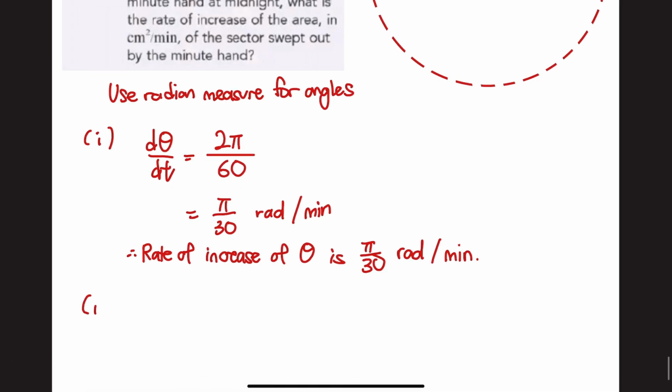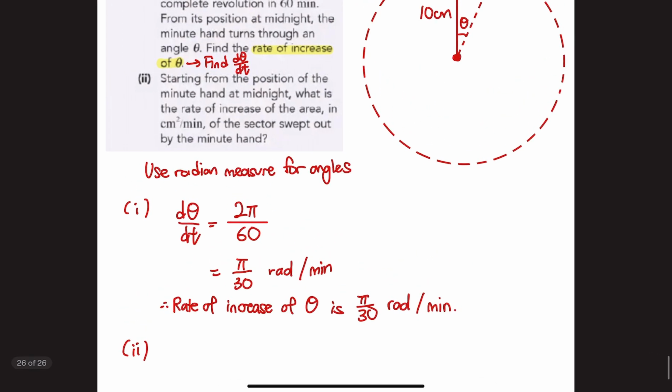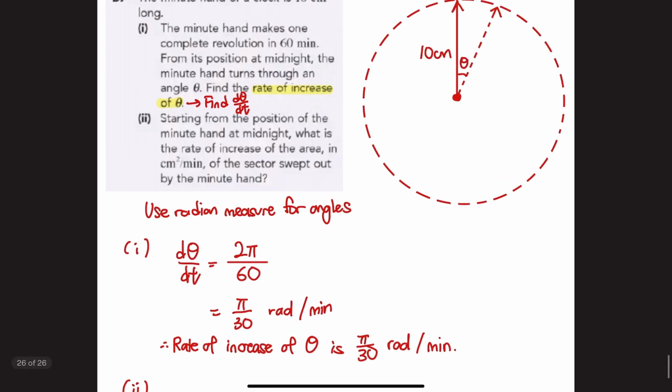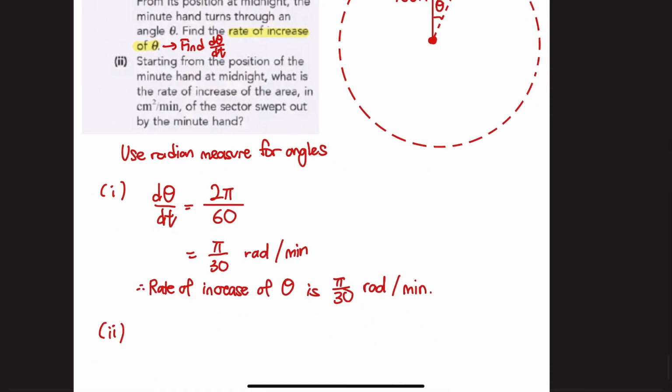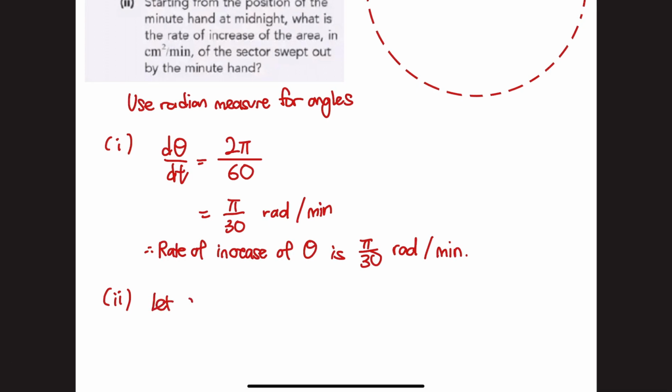Okay, now for part 2. Let's look at the question. Starting from the position of the minute hand at midnight, what is the rate of increase of the area of the sector swept out by the minute hand? If you notice over here, this is the sector. The question wants you to find the rate of increase of the area of the sector. So for part 2, let the sector area swept by the minute hand be A.